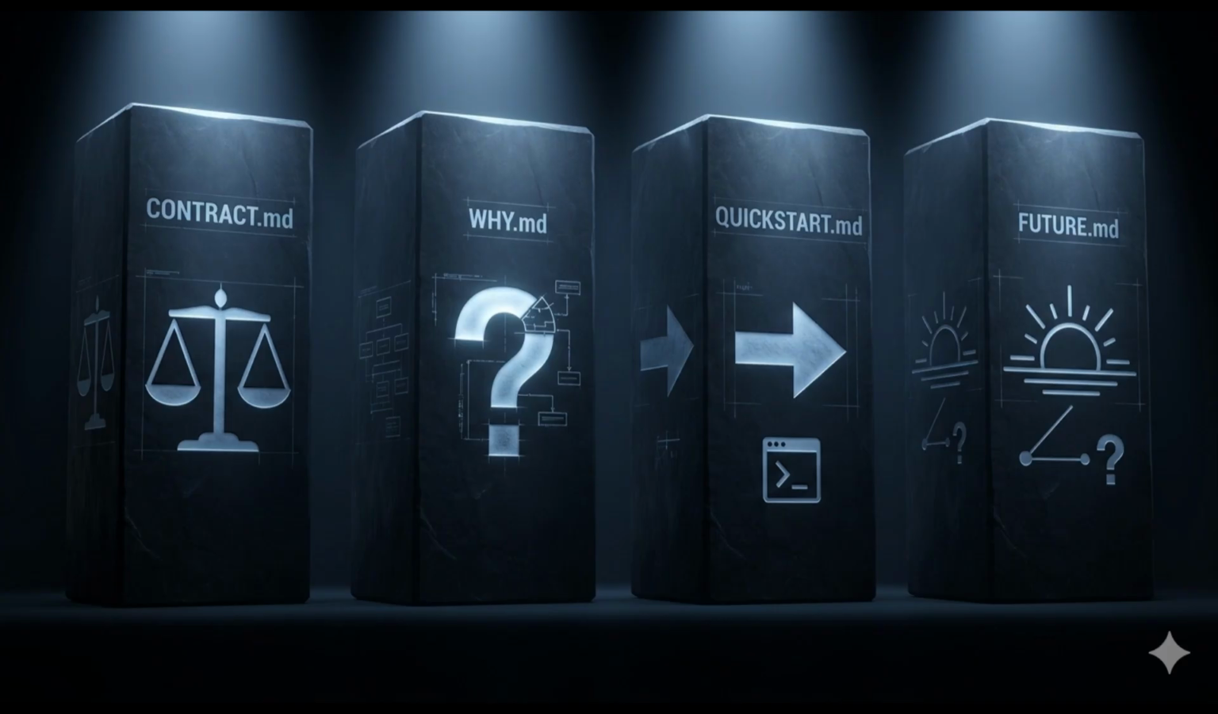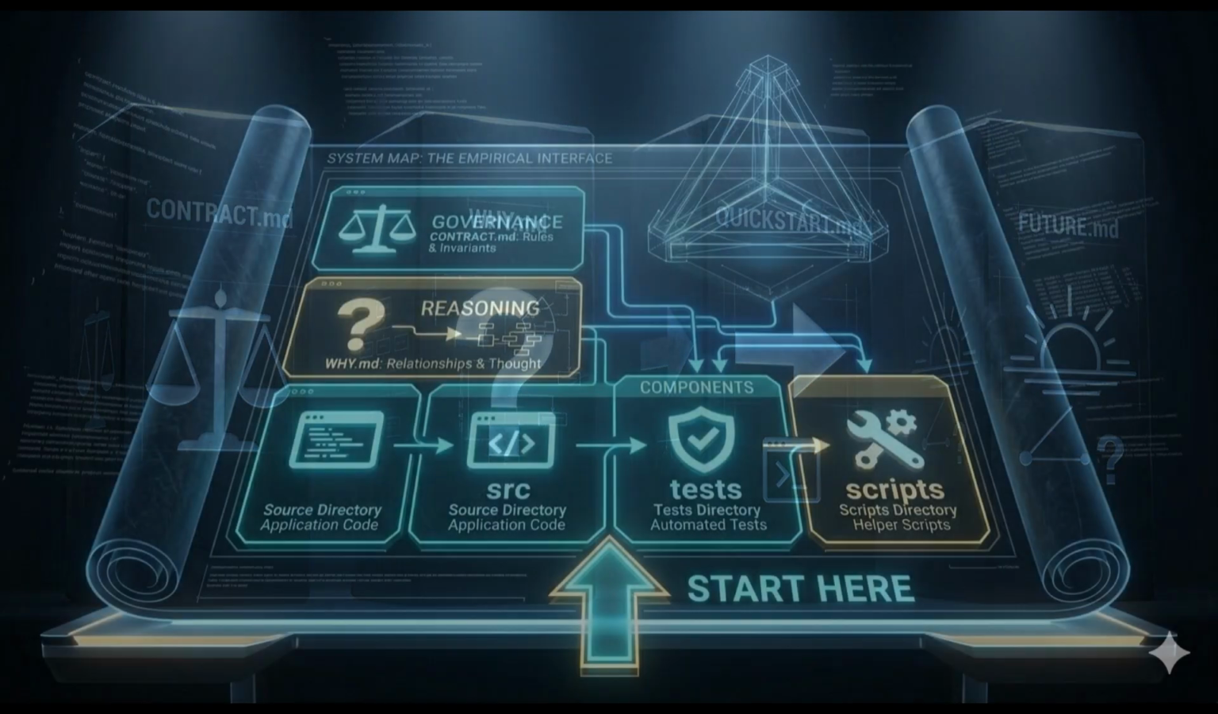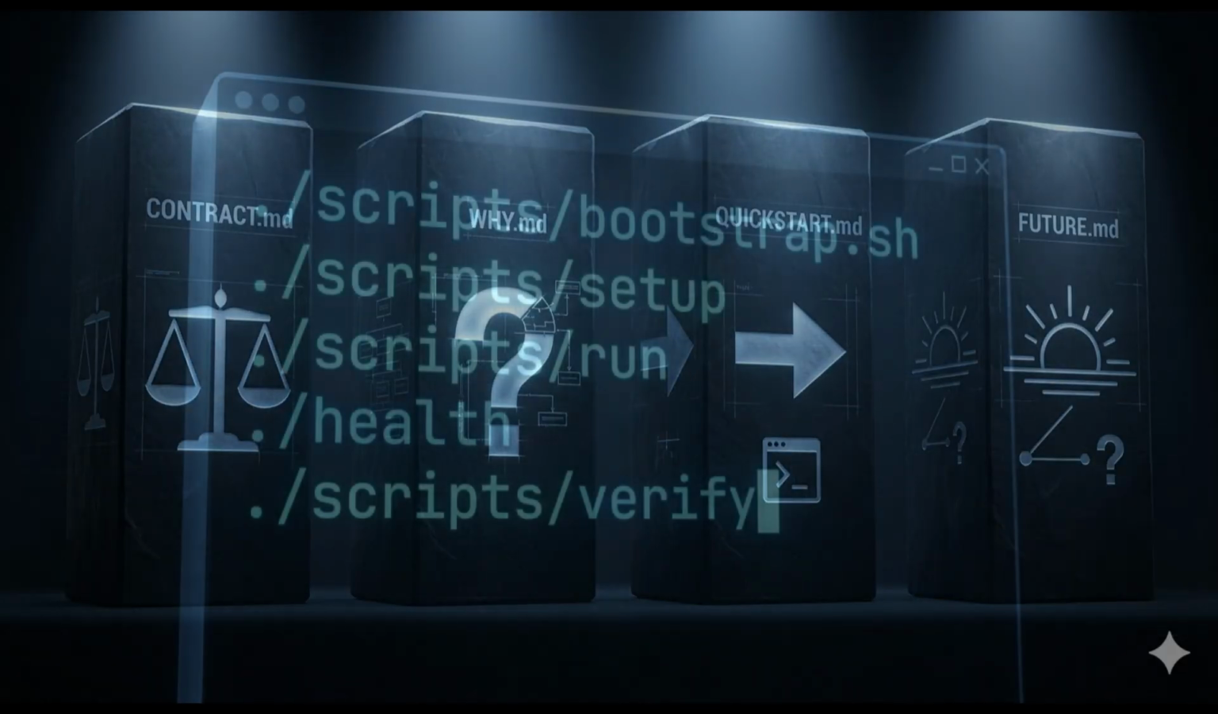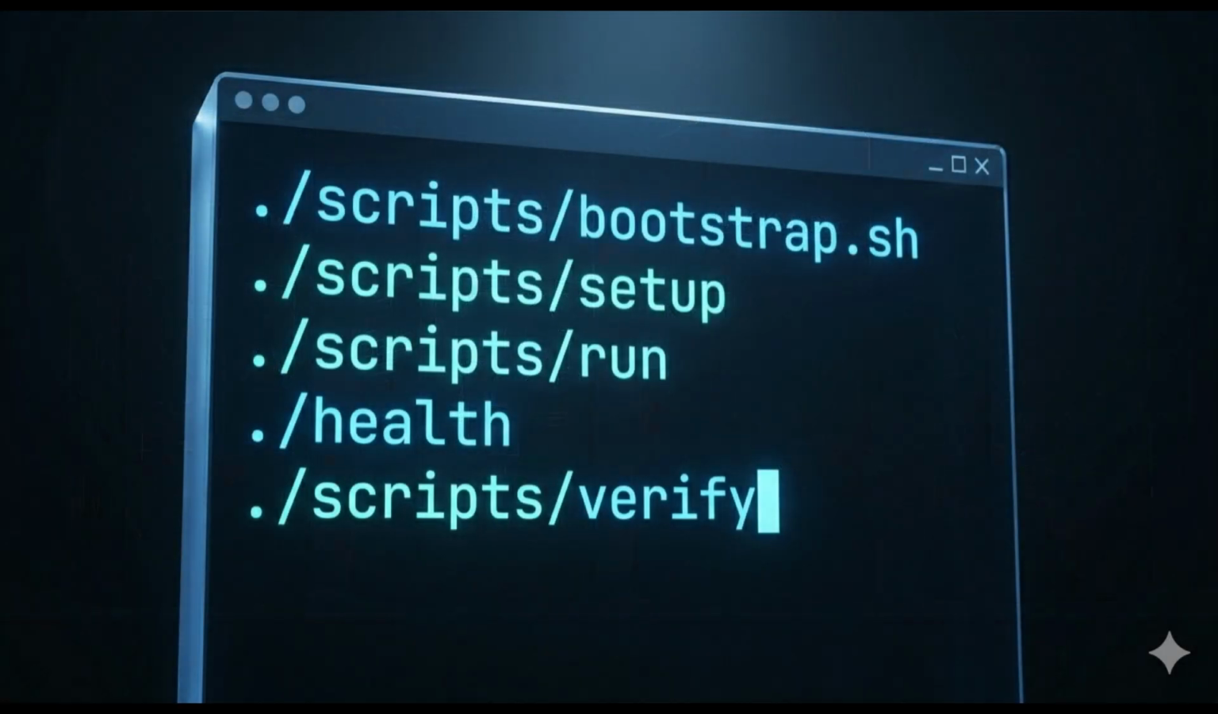It reads the contract to learn the laws. It reads why.md to understand the intent. Then it reads quickstart.md to learn exactly how to build, run, and verify the system. The system map tells it where to look. The commands tell it what to do. The verification steps tell it how to know if it succeeded.